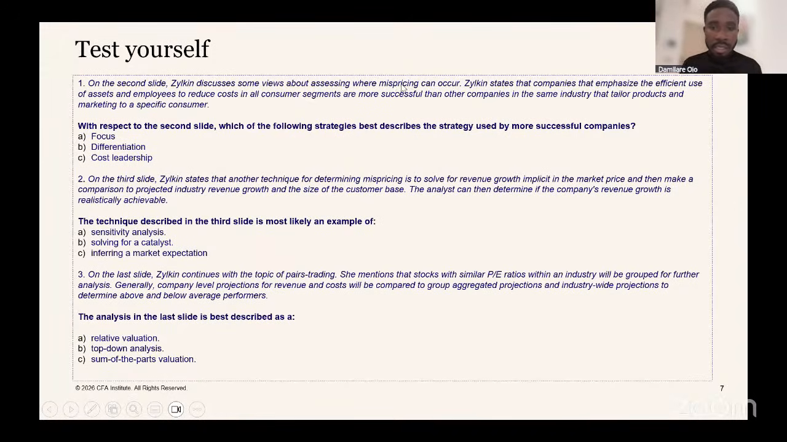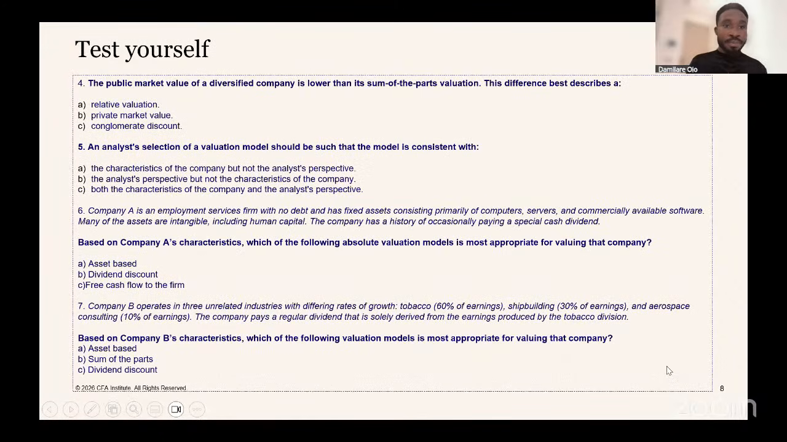What is that saying? Okay, I say 3A, 3A, 3A. Yes, that is correct. That is relative valuation, because what we are doing is to compare a particular metric for a particular firm with that of the industry or a group aggregated projection. That is relative. When we compare a particular company with that of the industry, that is relative. Okay, moving on. Question 4.